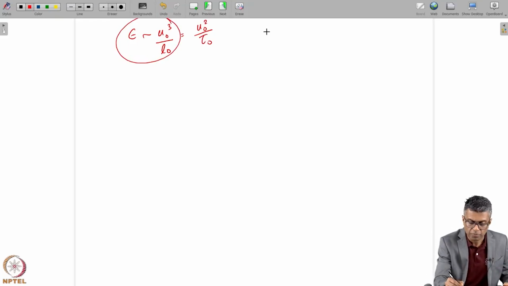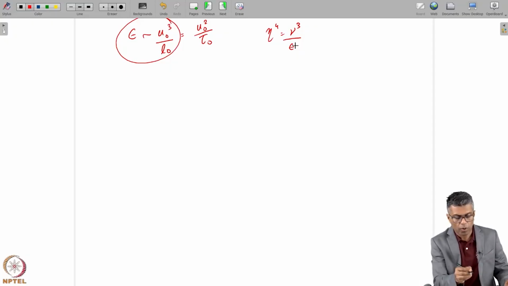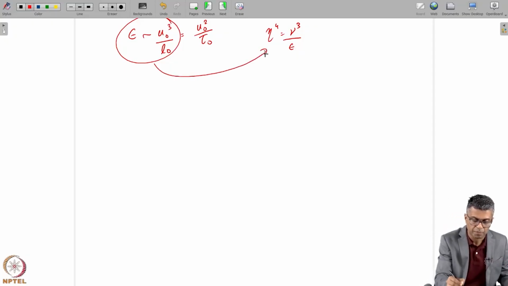And I know from the Kolmogorov relationship, eta to the 4 is equal to nu to the 4 over epsilon. I had it as 1/4, but I took it to the 4th power. And then what I do is now I eliminate epsilon from these two equations.